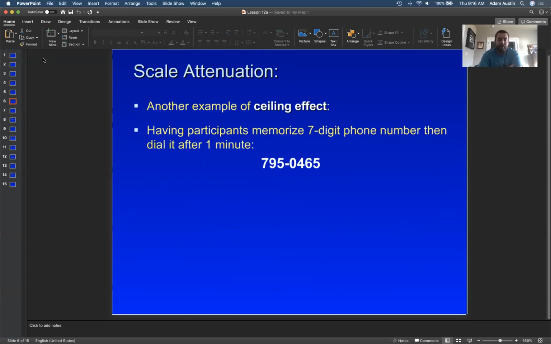Another example: having participants memorize a 7-digit phone number, then dial it after 1 minute. Most people have no problem holding 7 digits in their working memory, especially if they know that they're going to have to do something with it. So if I asked you to memorize these 7, you'd be able to do it, and most people would be very successful on this task. Probably not a good measurement of memory, right? It's too simplistic. You're not really pushing anybody's limits when it comes to memory, so everybody's going to do very well.